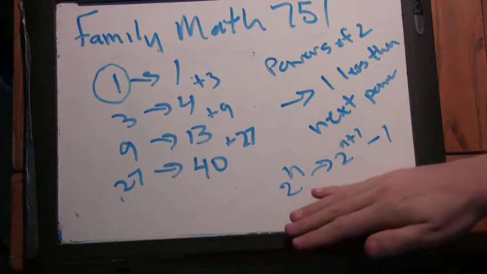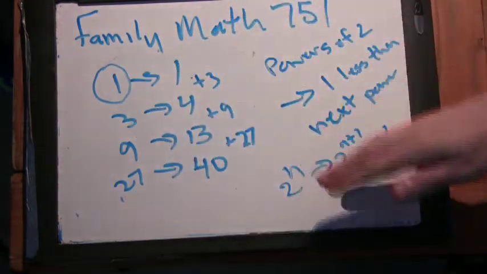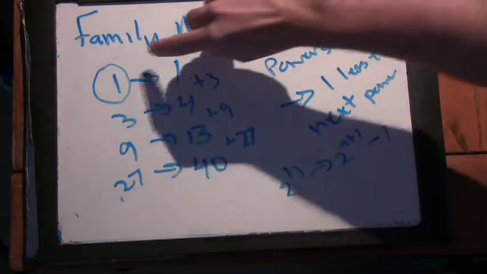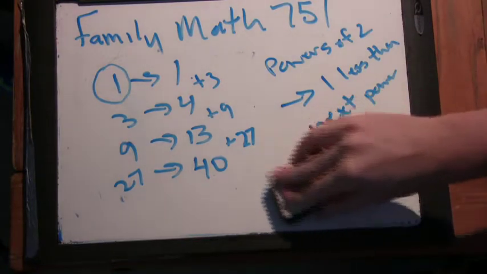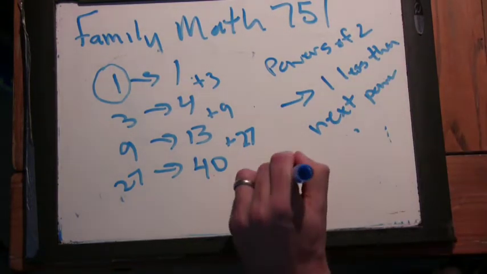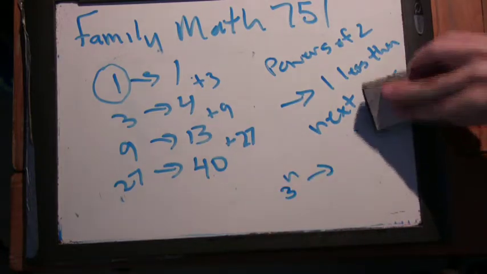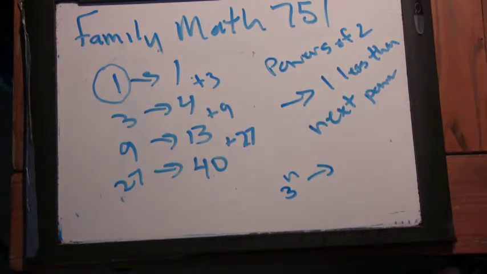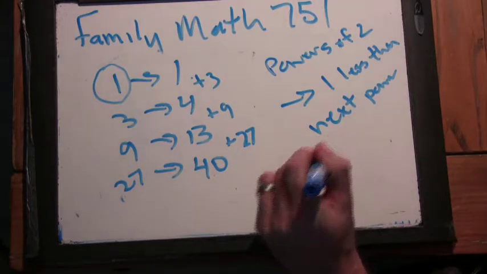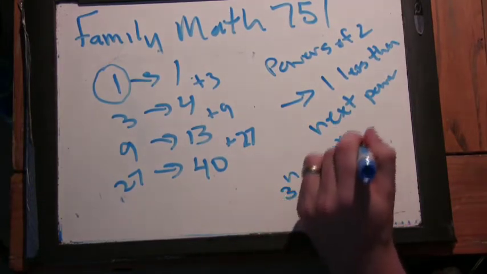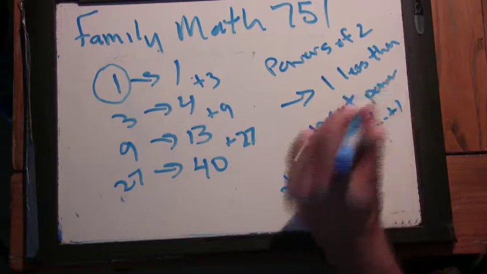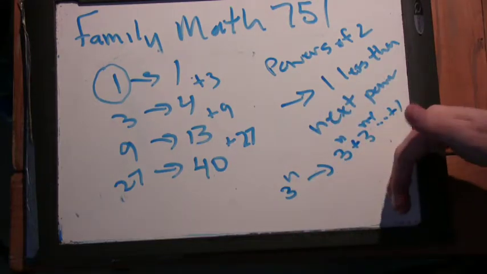Well, yeah, with 2, it was 2 to the 0. So we should probably consider that to be 3 to the 0. So it looks like for 3 to the n, the sum is going to be 3 to the n plus 3 to the n minus 1 plus 3 to the n minus 2, all the way down to plus 3 to the 0. Okay, that's right. That's a good sum. That is absolutely a formula for it.